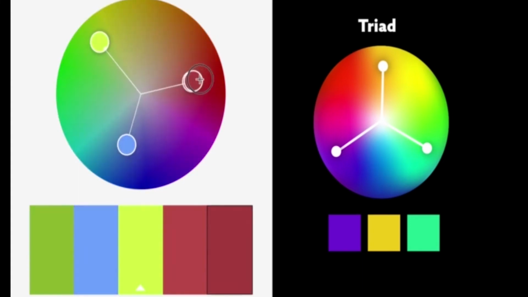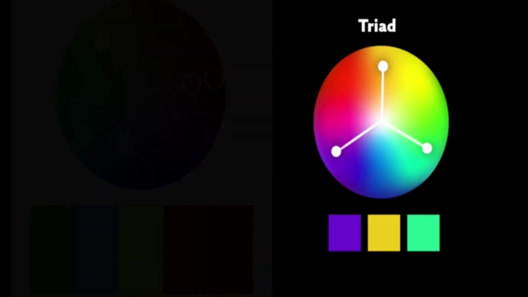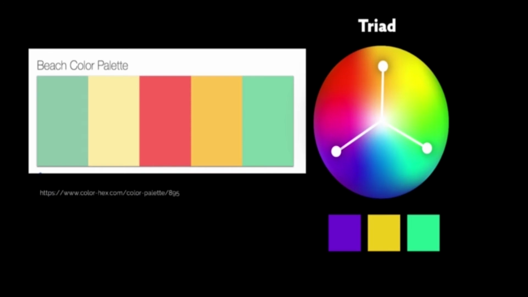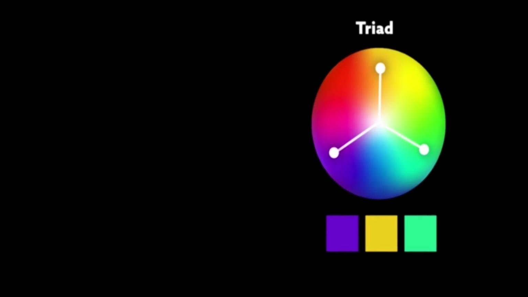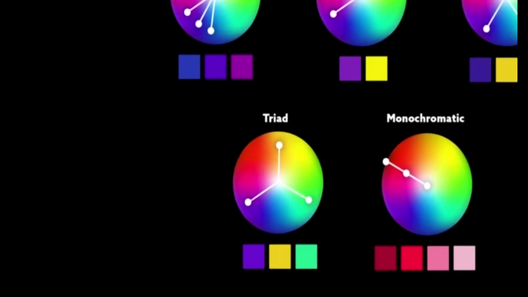You can add a little bit of shade, which is black, or tint, which is white, or tone, which is grey, to one or two of these colors to tone it down and make the colors a little less vibrant. The key to this color harmony is to let one or two colors lead the way and make the third color less strong.